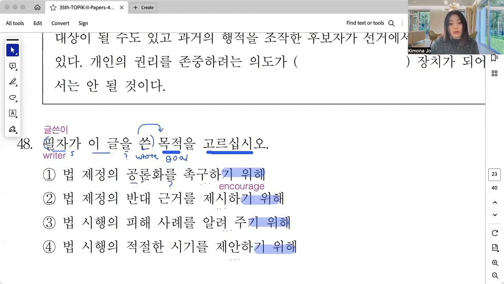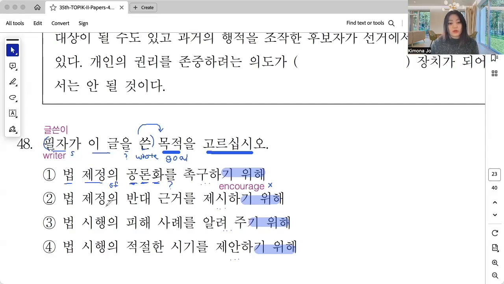공론화. 자, public, discussion, 화, make. Make a public discussion. In order to encourage making the public discussion of 법 제정, making the law. 네, it's not about encouraging public discussion of the law making. So it's not a right answer because it did not encourage making public discussion.